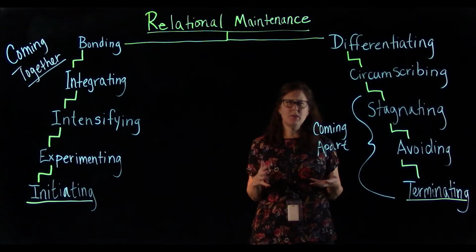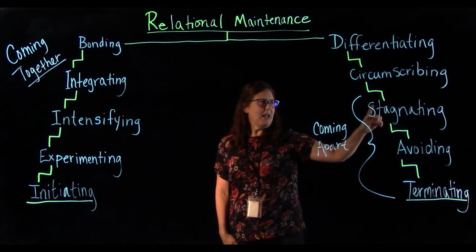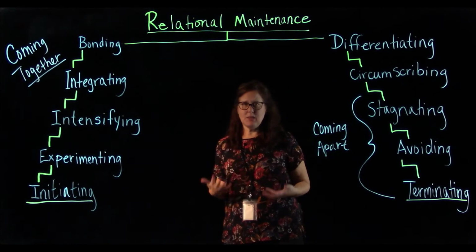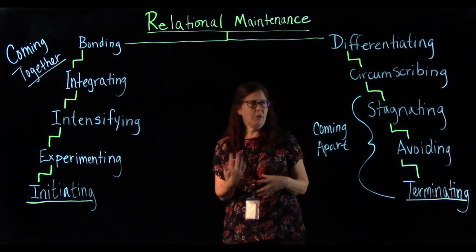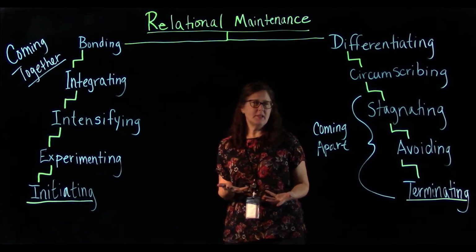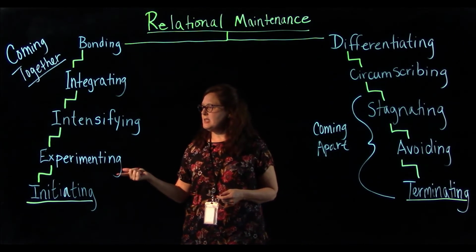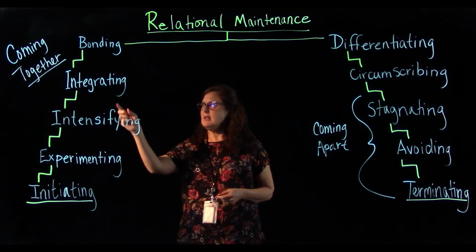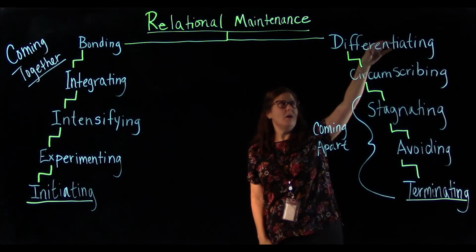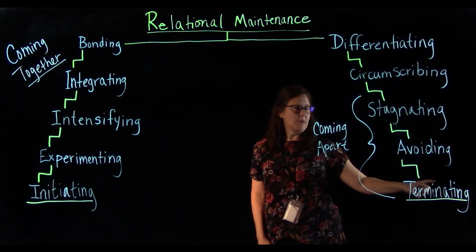To have a relationship with someone who always agrees with you or is exactly like you might make you stagnant with that person because you know exactly what to expect. And so we're counting on these relationships to add more depth and more value to our lives. And so Mark Knapp came up with these 10 stages: initiating, experimenting, intensifying, integrating, and bonding. And then over here we have coming apart: differentiating, circumscribing, stagnating, avoiding, and terminating.